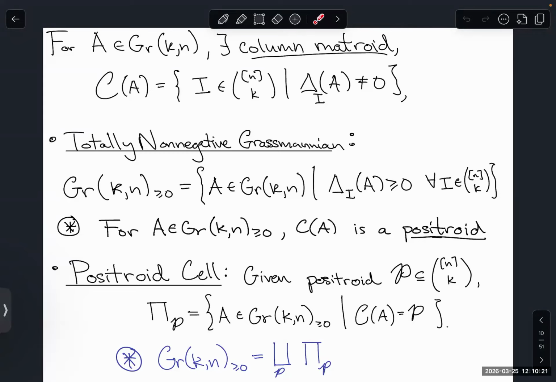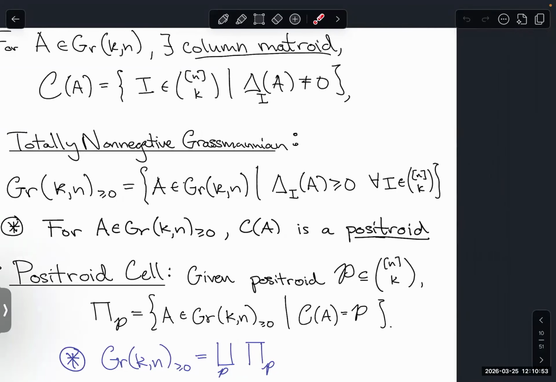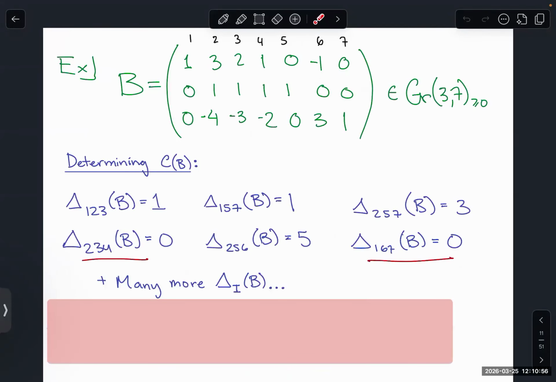And then the positroid cell is exactly the collection of all such points in our totally non-negative Grassmannian which have the same positroid P in this case. And this then gives that the totally non-negative Grassmannian is stratified by these positroid cells. And so that defines the space that we're interested in. And we really are going to dive into the combinatorics of these so-called Plücker coordinates, which define our positroid.